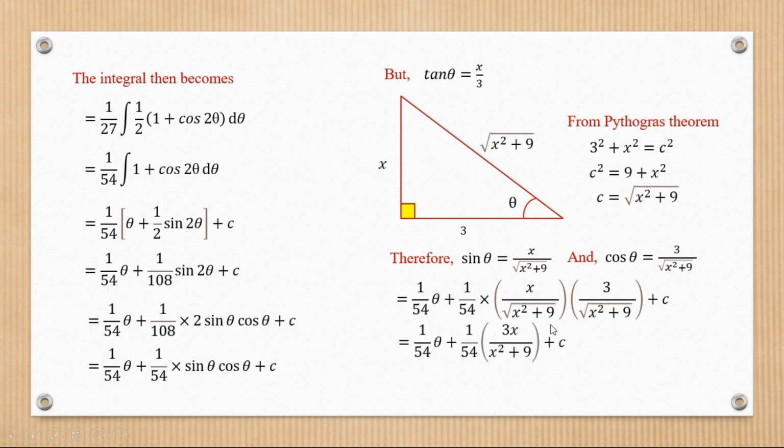Now we can already see that when we multiply this together, we'll have 3x, and then when we multiply this and this, we will square them and the root will go, so we'll have 3x over x squared plus 9. But theta is equal to tan inverse of x over 3, so where this theta is, we'll have tan inverse of x over 3. Now we can see that we have 1 over 54 in common for both, so we can pull that out. So I have 1 over 54 into tan inverse of x over 3 plus 3x over x squared plus 9, bracket that, plus c, and this is going to be our final answer.